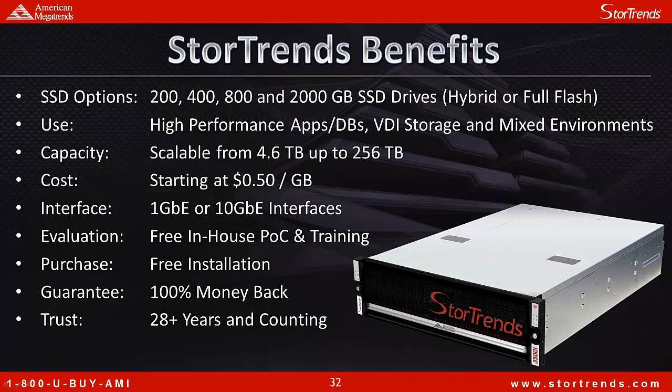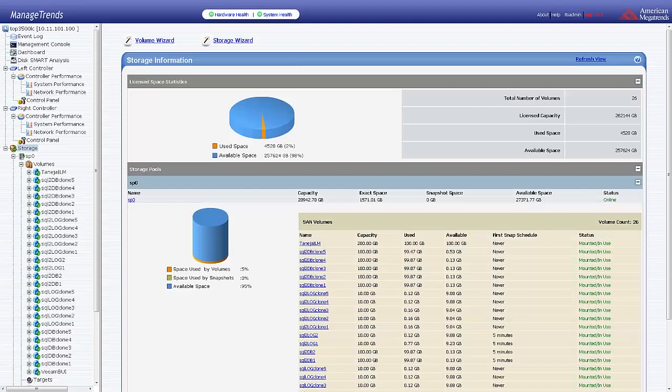We are scalable from 4.6 terabytes all the way up to 256 terabytes, and our cost starts around 50 cents a gig for the StorTrends product line. Our interfaces include 4 1 gigabit interfaces for an enclosure, all the way up to 4 10 gigabit interfaces for an enclosure. We have free in-house proof of concepts and training to go with it. Our purchases include free installations, our guarantee is 100% money back, and American Megatrends has been around for almost 30 years. Now what we're going to do is log in to the Managed Trends interface.